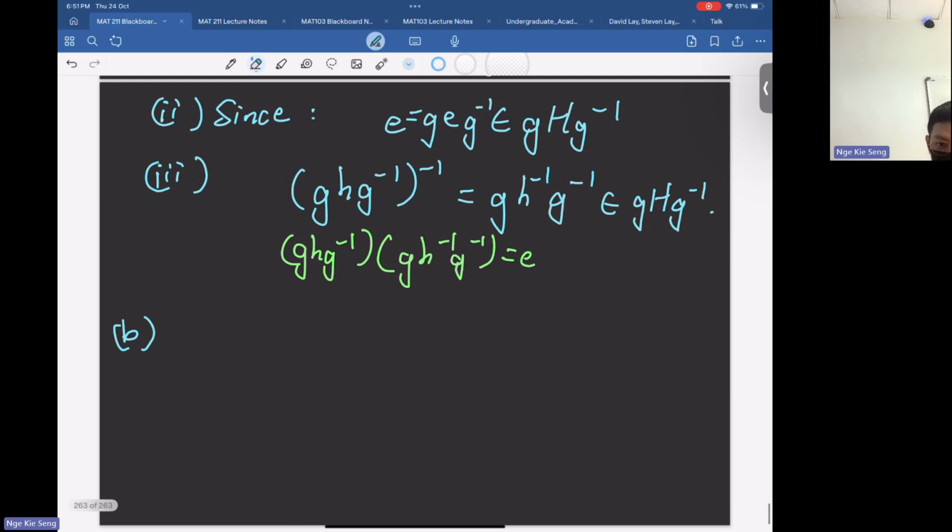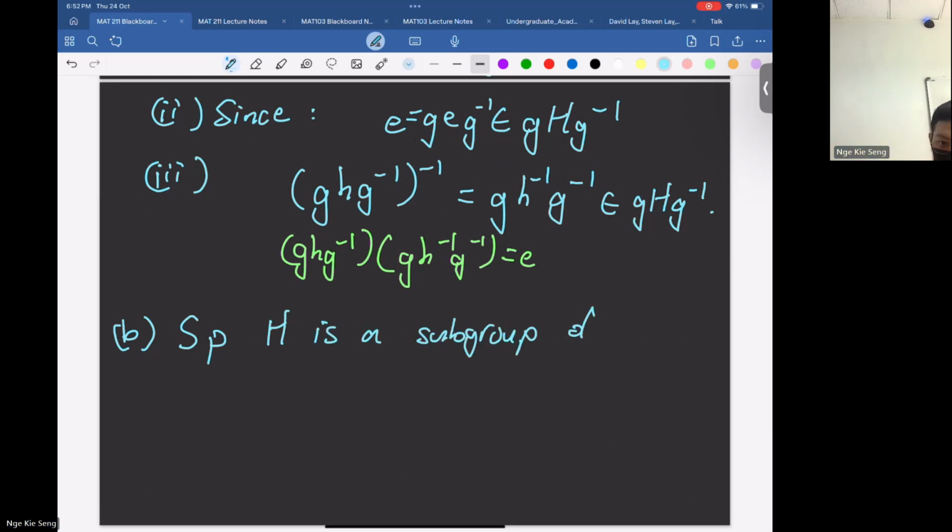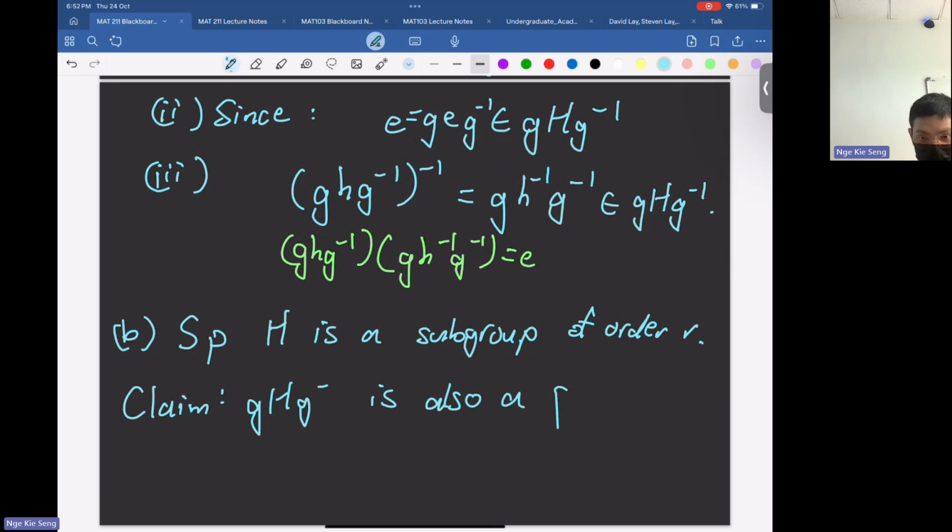So let's start with what is given. Suppose H is a subgroup of order R. Oh, I think we need that proof there. This proof is needed. So the claim is, let me claim for you first: G H G inverse is also a subgroup of order R. Okay, let's stare at this claim first.